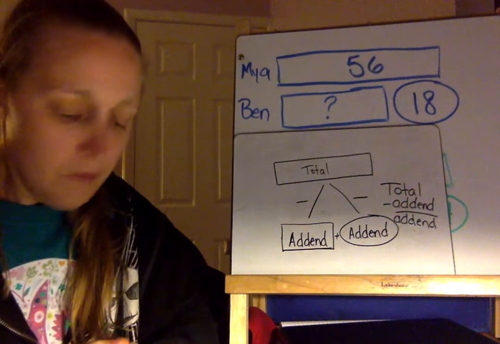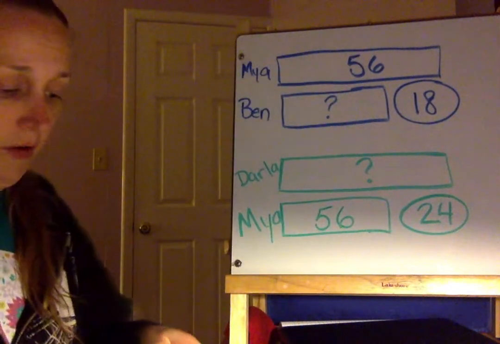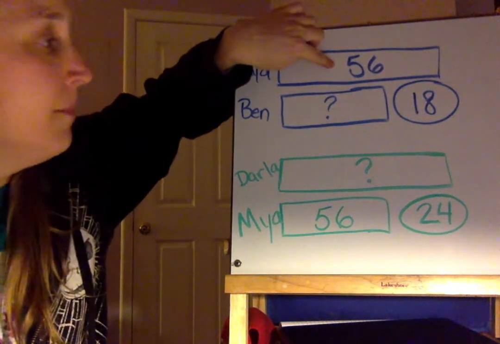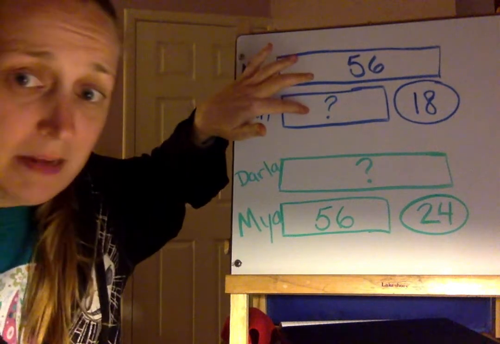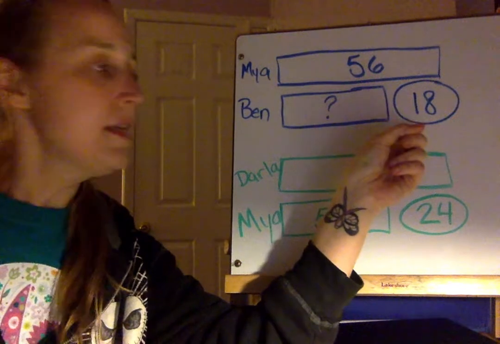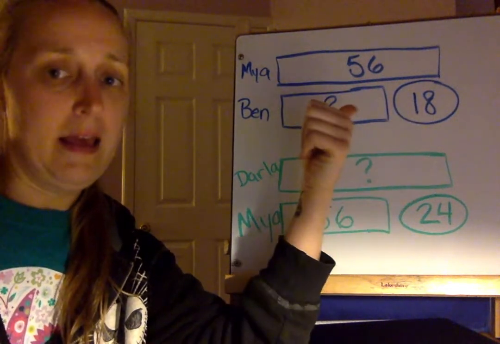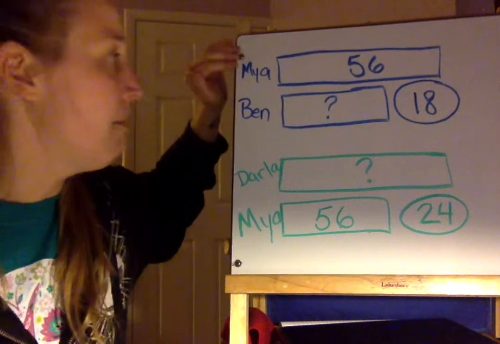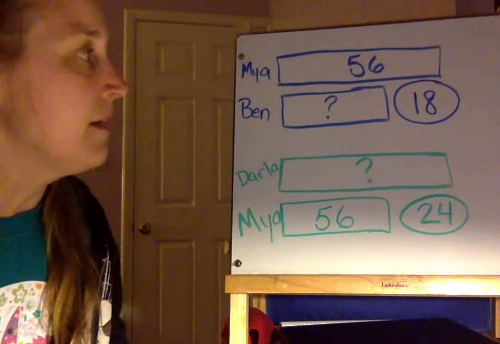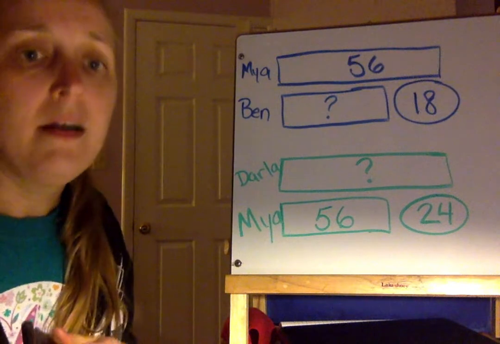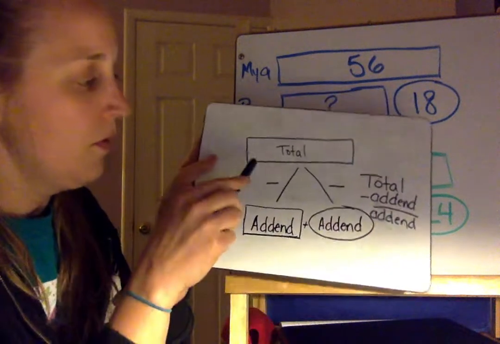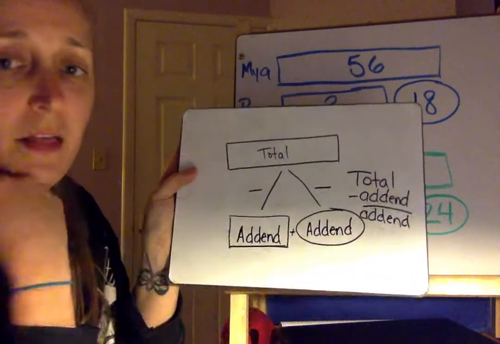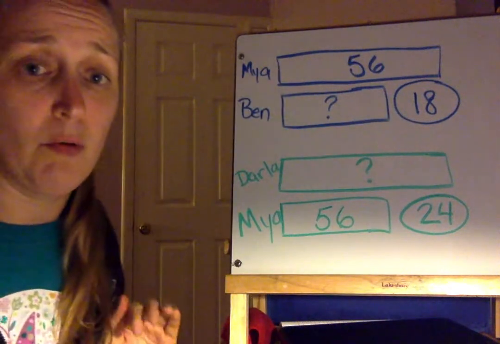So for this first comparison bar, you can see that Maya has 56 stamps. Ben has, we're not sure how many stamps Ben has, but we know that it's 18 fewer than Maya has. The reason I say fewer is because he's on the bottom, obviously, so that means that he has less than Maya. So if I wanted to find out what Ben has, I would just remember that if I have a total and I have an add-in, I would subtract to find my other add-in. And that's going to give me Ben's total.